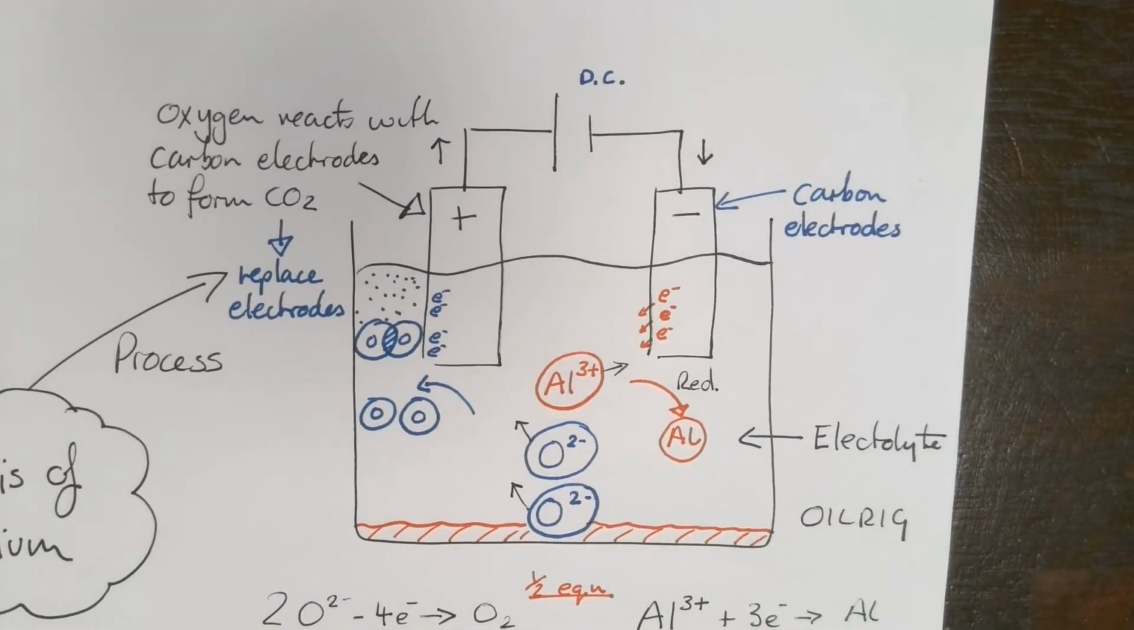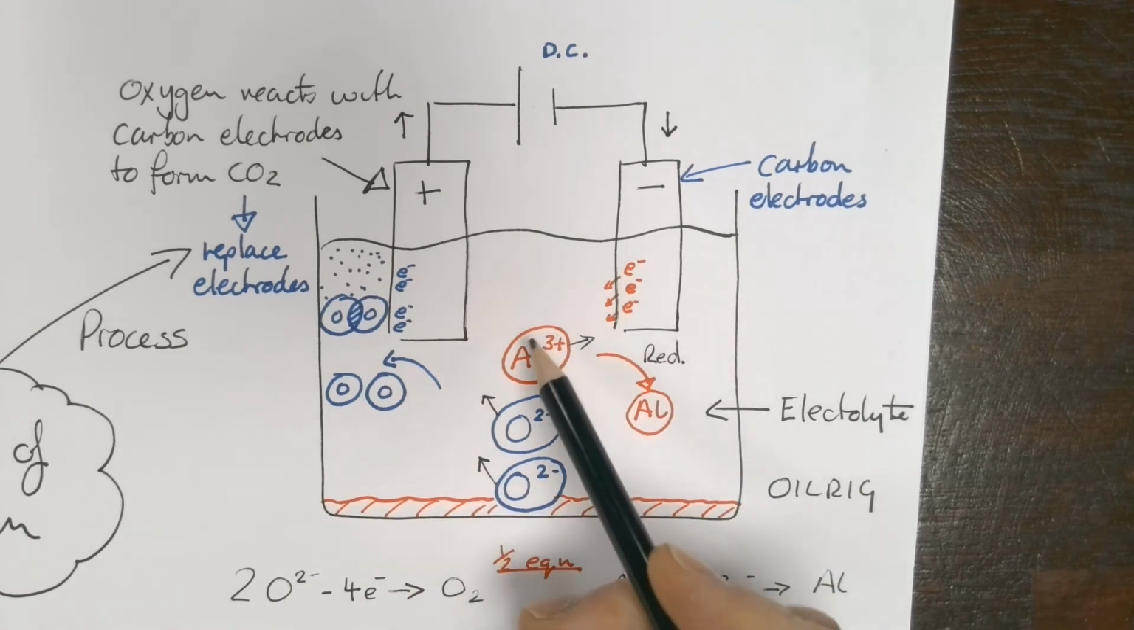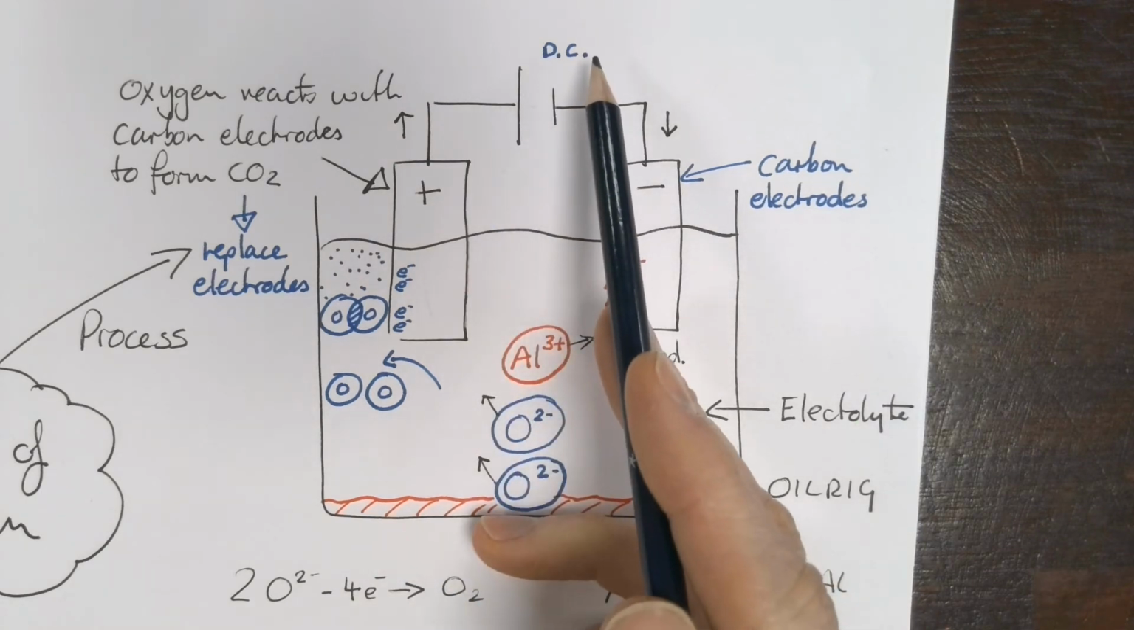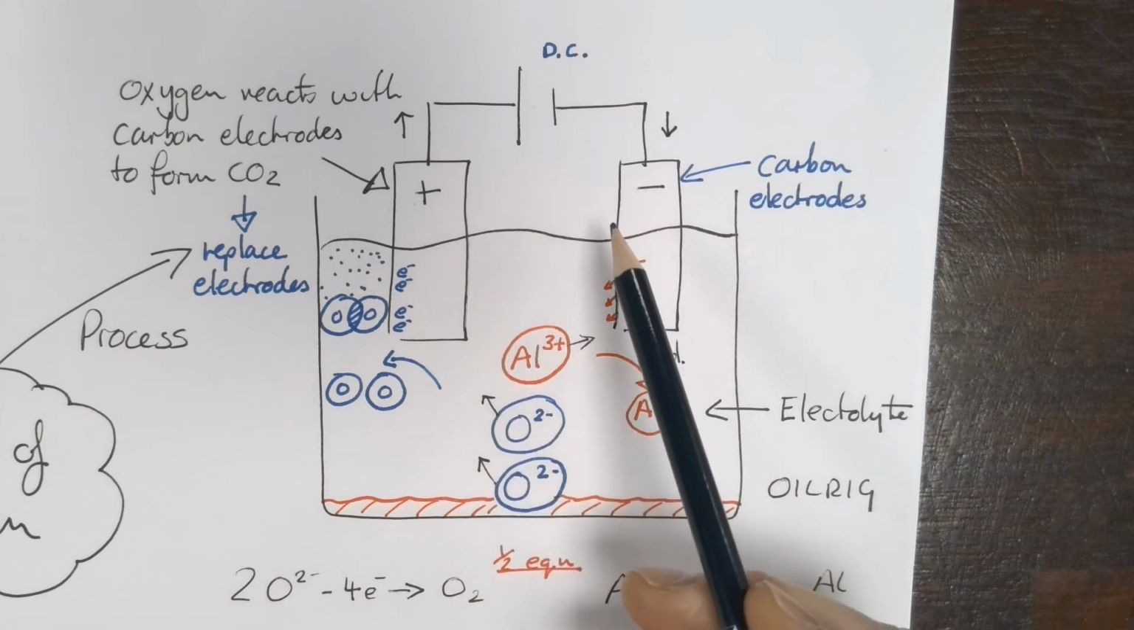So here's how it works. Talk you through it step by step. We've got our aluminium and we've got our oxide ions in there. What happens is when we put our electrodes in and turn the switch on, remember it's a DC supply that we use, we get an anode and we get a cathode forming.